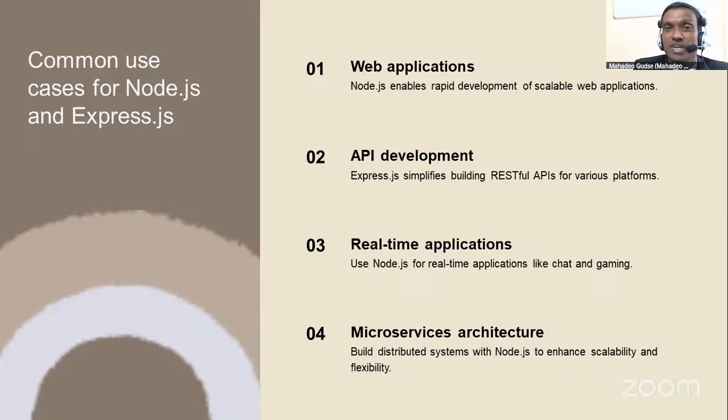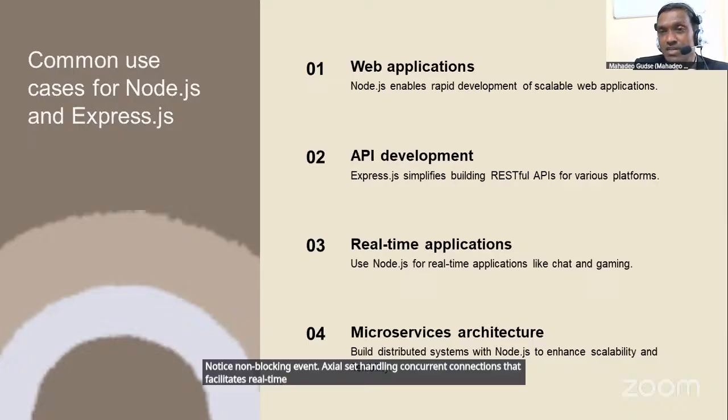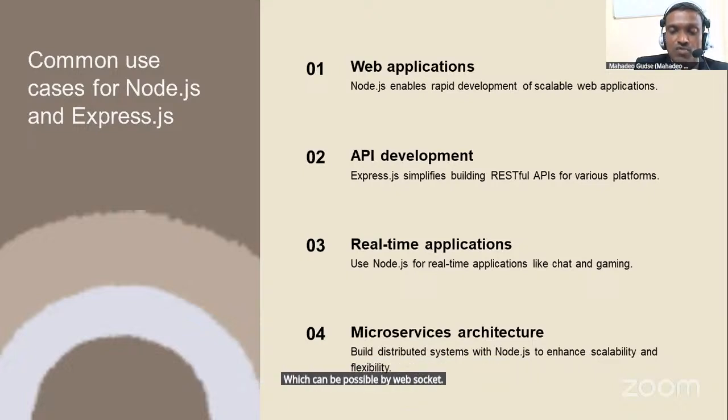So, real-time applications, such as chat applications. Node.js's non-blocking event-driven architecture excels at handling concurrent connections that facilitate real-time bi-directional communication. This means at a time, a user and the server both can communicate at the same time, which is made possible by WebSocket with libraries like Socket.IO.